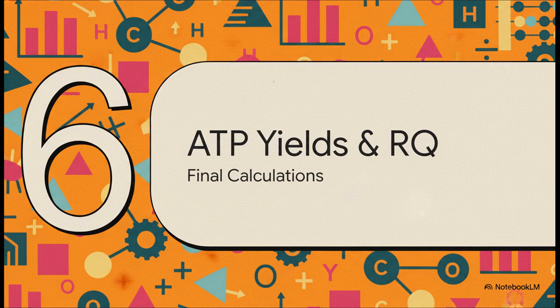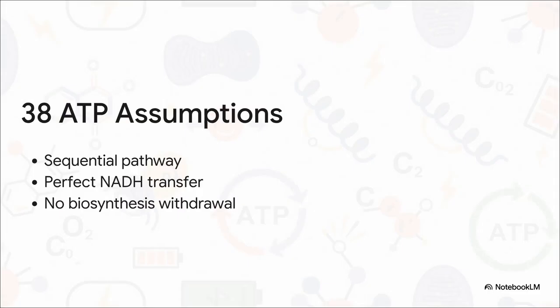All right, for our final segment today, Section 6, ATP yields and an RQ quiz, we're going to tackle the mathematical side of respiration and test your understanding of everything we just covered. Let me step out of the textbook for a second to warn you about a major exam pitfall, the 38 net ATP myth. Textbooks often claim aerobic respiration yields 38 ATP. But listen, that relies on massive assumptions. It assumes a perfectly sequential pathway, perfect NADH transfer, and absolutely no intermediates being withdrawn for biosynthesis. And as we just learned, the amphibolic pathway means molecules are constantly being withdrawn. So while 38 ATP is a great theoretical calculation to show the sheer efficiency of the system, in a fluid, living organism, the actual yield is always fluctuating.